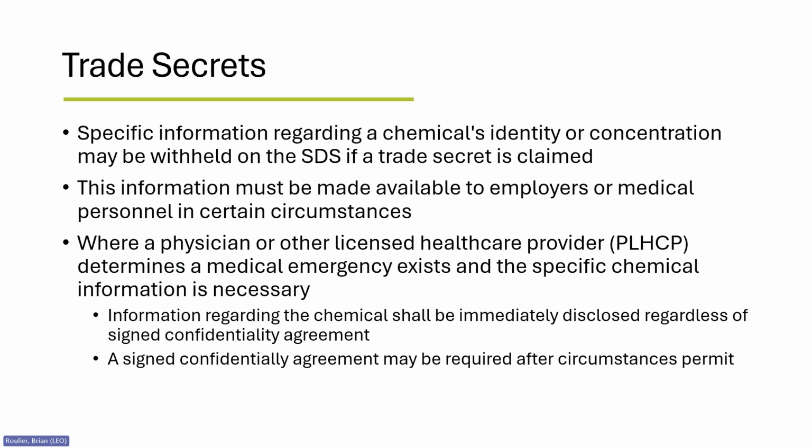Manufacturers may withhold certain information about a chemical on the safety data sheet if it is claimed to be a trade secret. This does not mean employers and medical professionals are not entitled to this information in certain instances. If a healthcare provider determines a medical emergency exists and specific chemical information is needed, that information shall be immediately disclosed to the provider. The manufacturer may require a signed confidentiality agreement after the emergency, though.